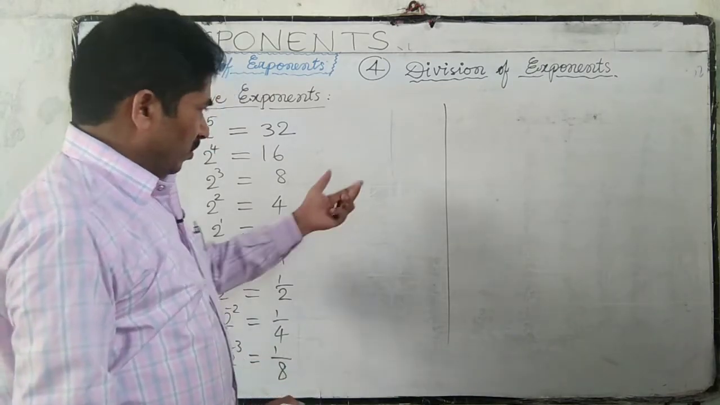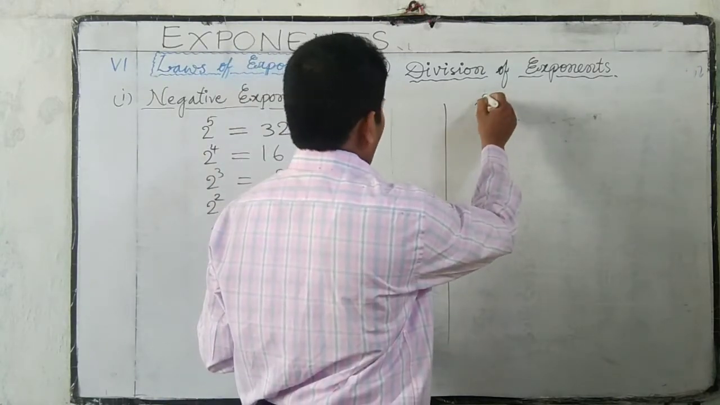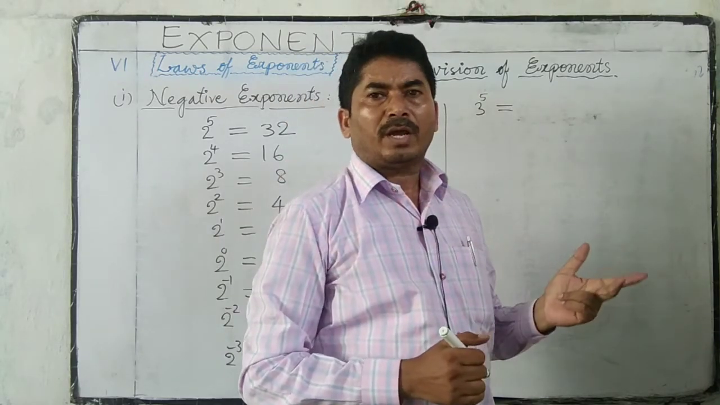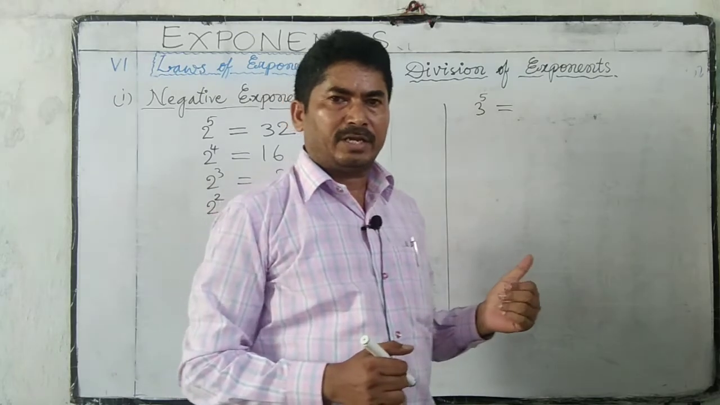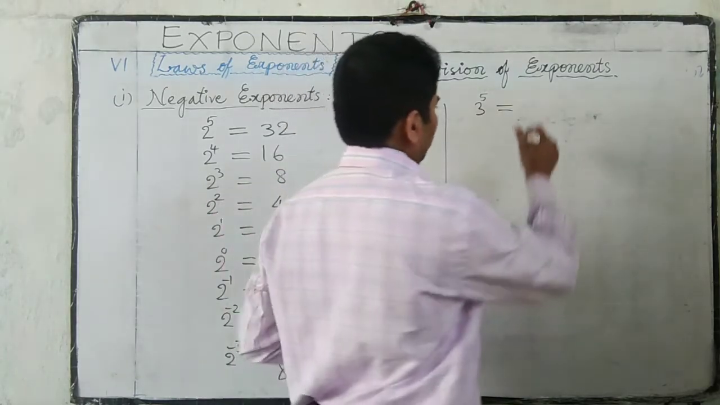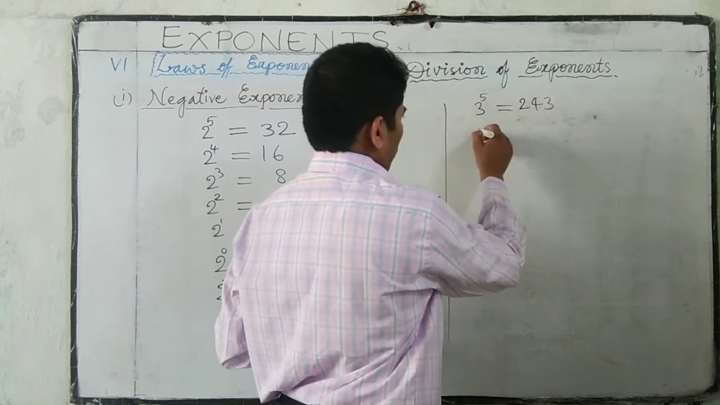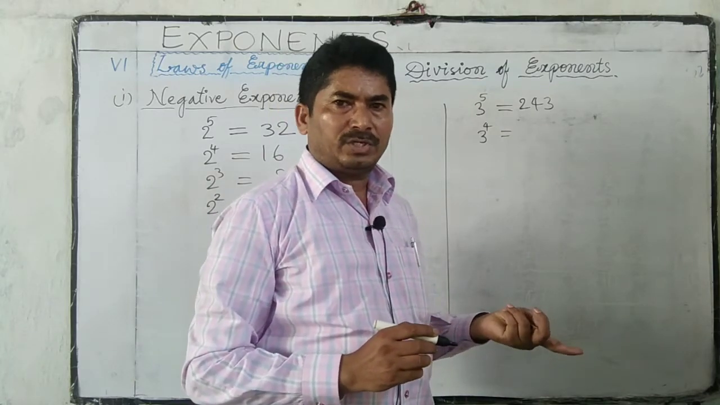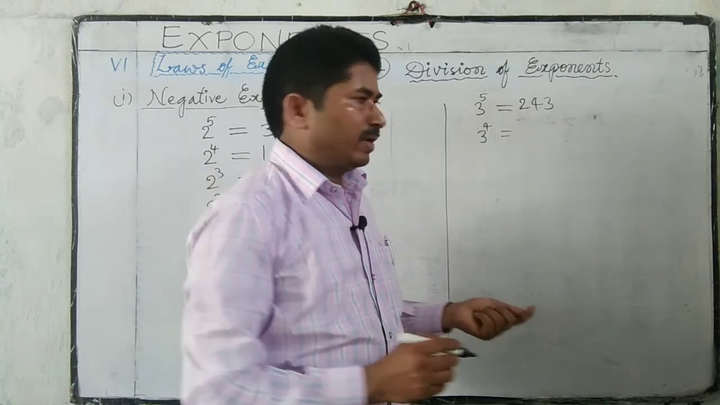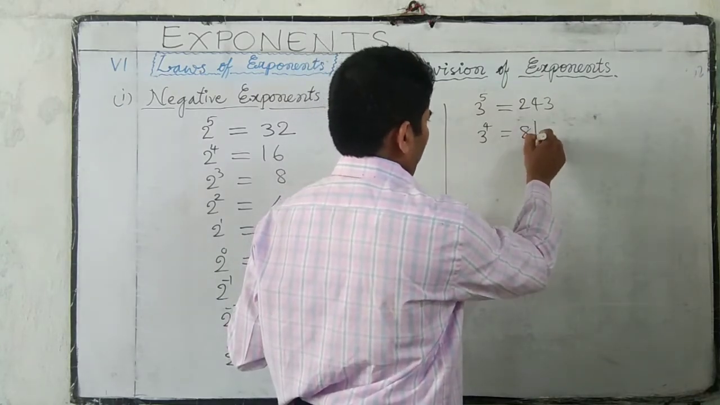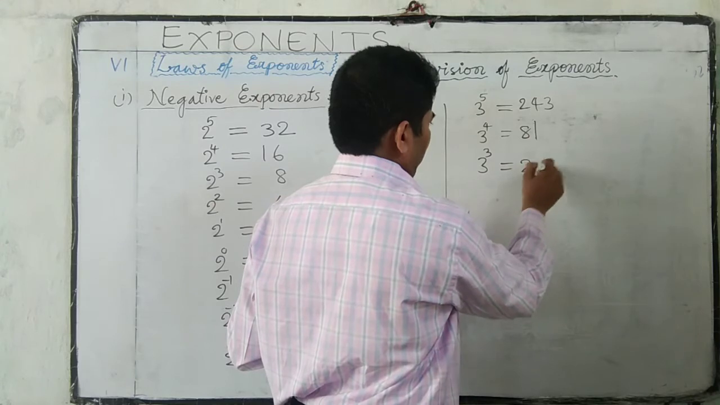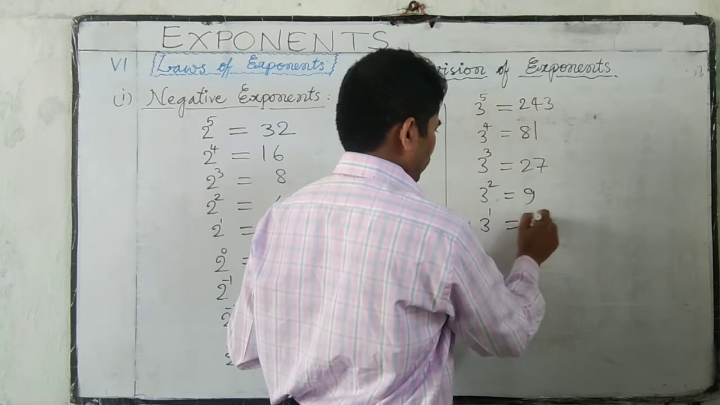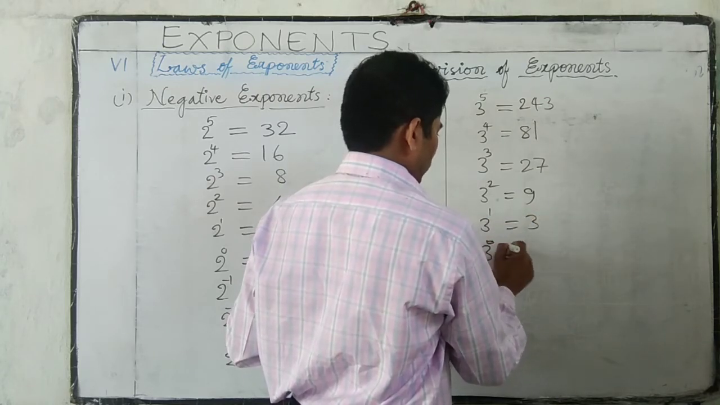Now we are taking one more pattern. 3 to the power of 5: 3 3s are 9, 9 3s are 27, 27 3s are 81, 81 3s are 243. 3 to the power of 4 is equal to 81. 3 cube is equal to 27. 3 square is equal to 9. 3 to the power of 1 is equal to 3. 3 to the power of 0 is equal to 1.